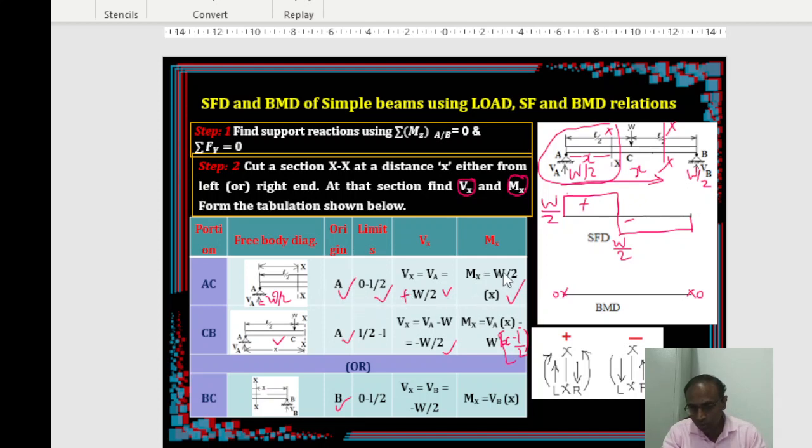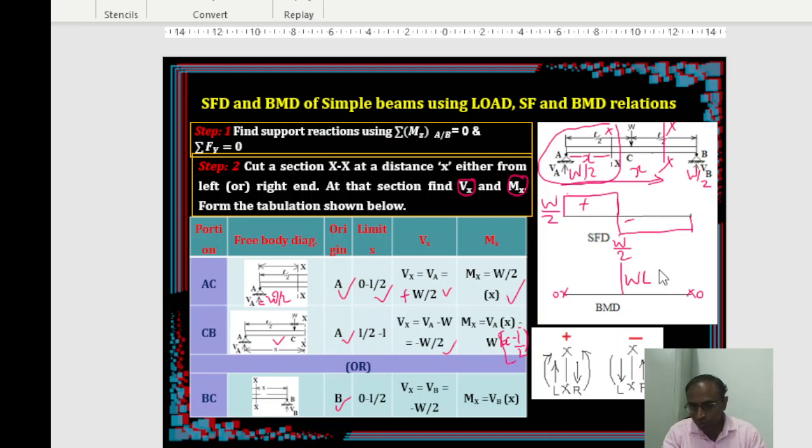Even otherwise, without this understanding, you can use the simple mathematical expression. Put X equal to 0, it's going to be 0. Put X equal to L here, then also it's going to be 0. So either way you can check it. If I am interested to find only X equal to L by 2, I can substitute here or I can substitute here, because this is from 0 to L by 2, this is from L by 2 to L. Anywhere I can put it. If I put in this simple equation, W by 2 times X equal to L by 2, it's going to be W by 2 times L by 2, that is WL by 4. So this is my ordinate, WL by 4.